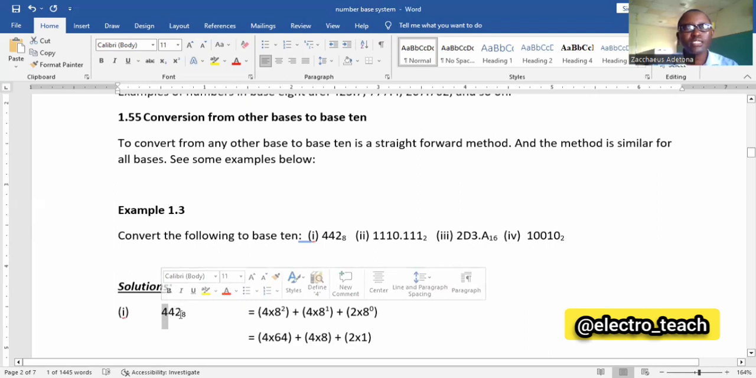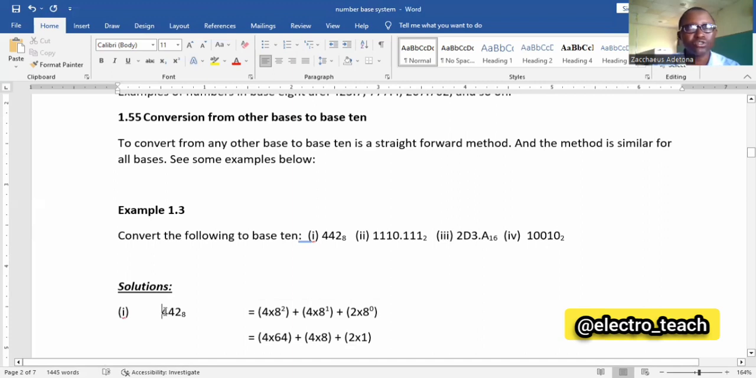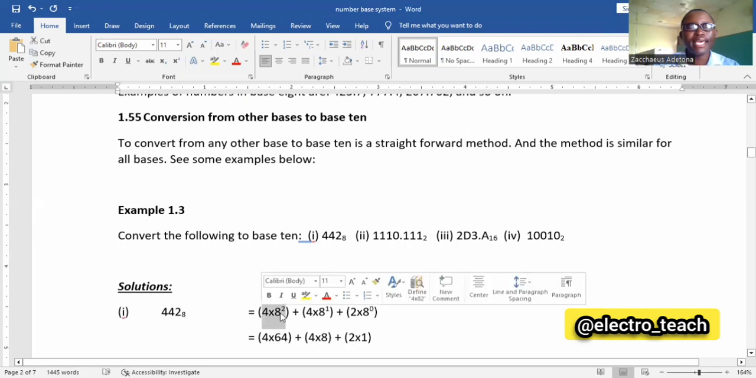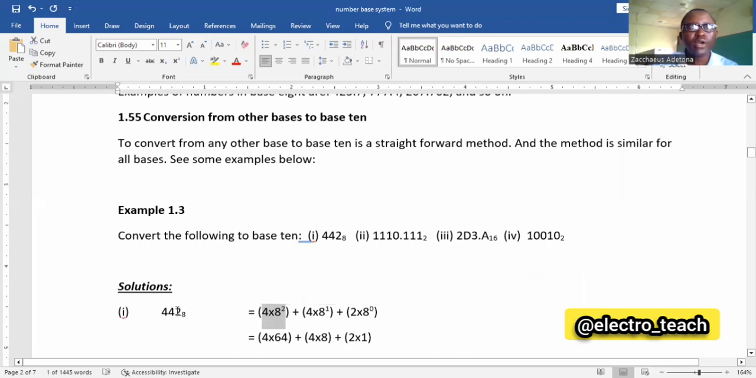So the first one here, 4. Since we are numbering from here, 0, 1, 2, the power of the base system on this digit is actually 2. So we have 4 multiplied by the base raised to the power of 2. And that's what you have here: 4 multiplied by 8 raised to the power of 2. Likewise, the second one added will be 4 multiplied by the base raised to the power of 1. This is power 1 and this one is power 0. So we have 2 multiplied by the base raised to the power 0 for the last one.